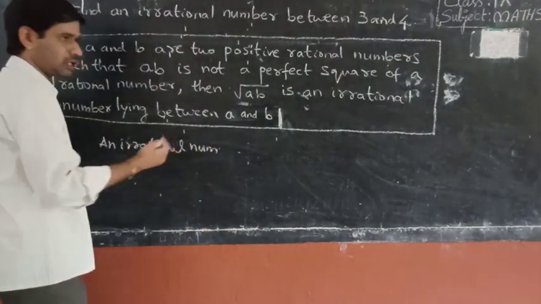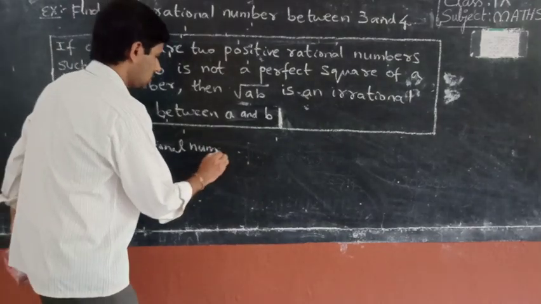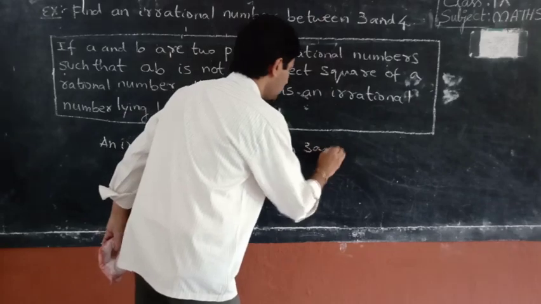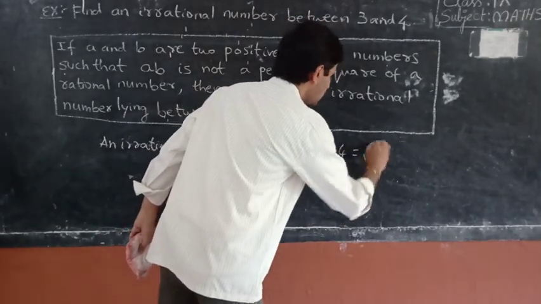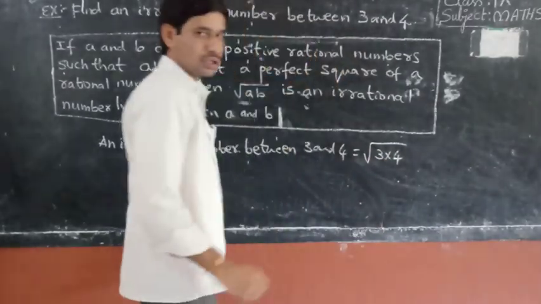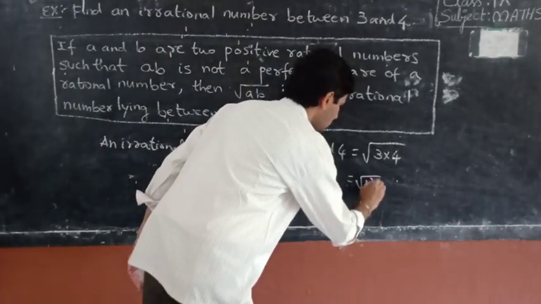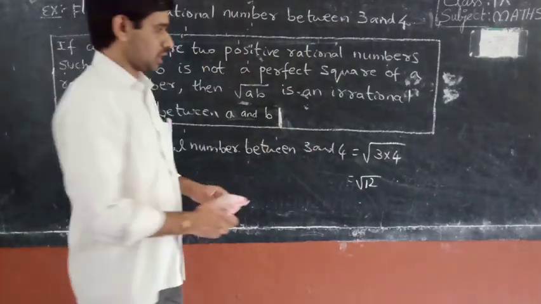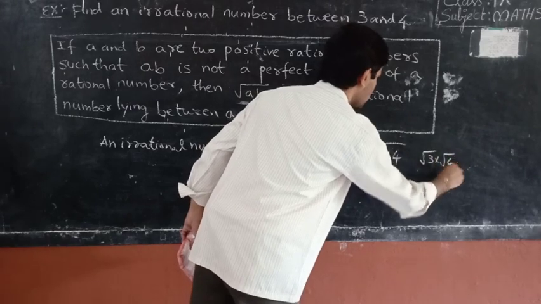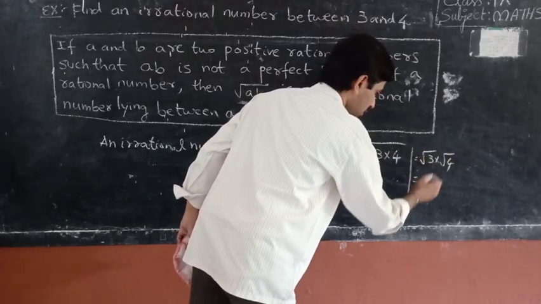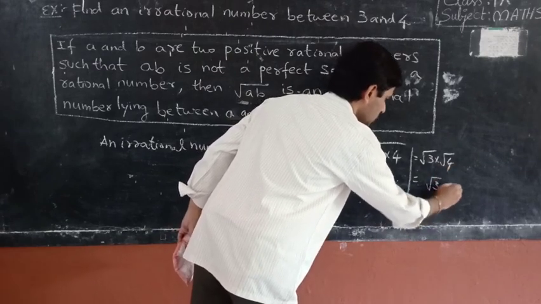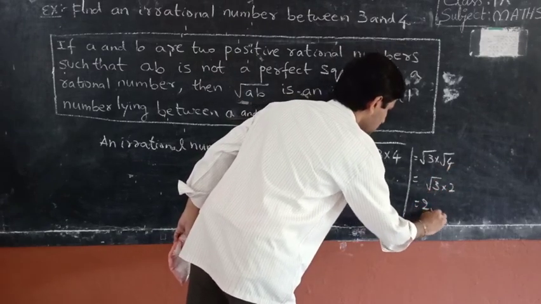that means a non-terminating, non-recurring decimal between 3 and 4 is square root of A into B, that is square root of 3 into 4. Square root of 3 into 4 means square root of 12. It is otherwise solved as square root of 3 into square root of 4. Square root of 3 is not a perfect square. Square root of 4 means 2. In order we can write 2 root 3.